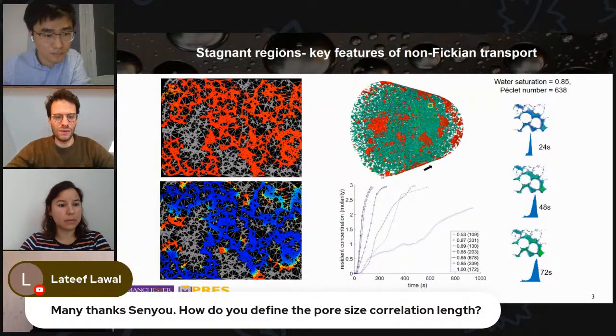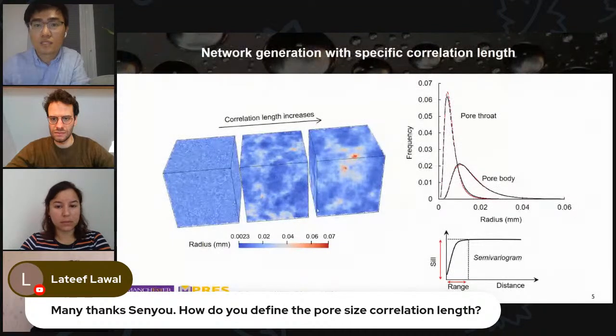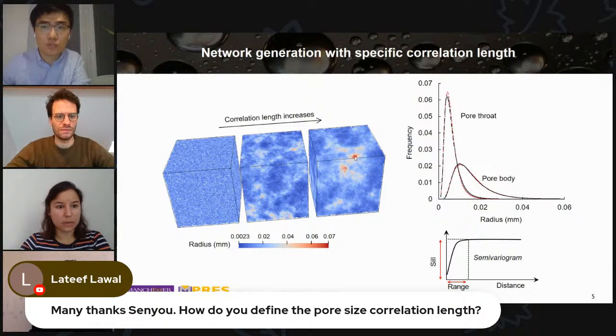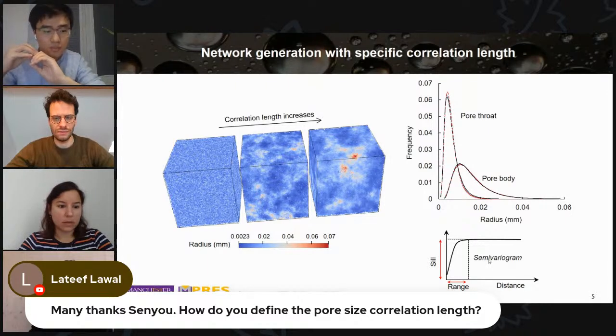Latif Lawal is asking how you define the pore size correlation length. The pore size correlation length is defined using, how to say, the random field. The big pores close to each other. If you want to calculate the correlation length, as we just said, you can use the semivariogram to calculate it. If big pores are close to big pores, the correlation length is bigger. Yeah.